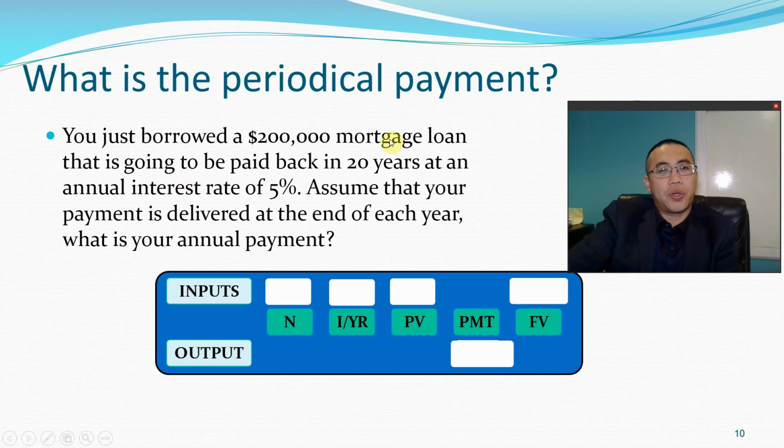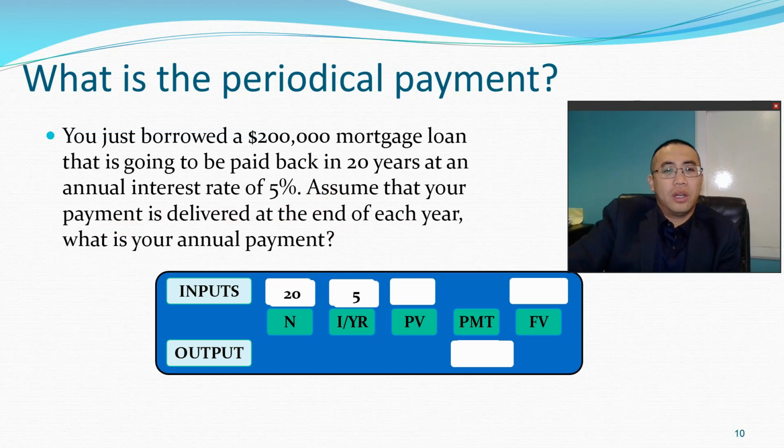You just borrowed a $200,000 mortgage loan and will pay back in 20 years. The interest rate is 5%, and you assume that the payment is made at the end of each period. So what is your annual payment? So clearly you know that n equals 20, interest is 5, those are very easy to get.